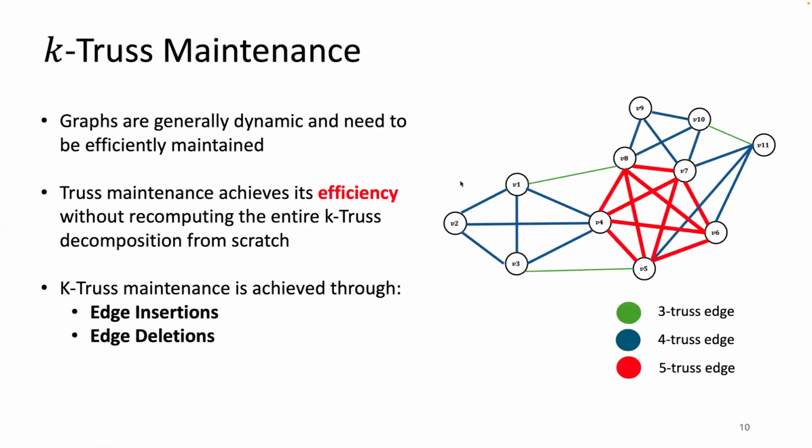Next slide. So we want to talk about K-truss maintenance. Real-world graphs are generally dynamic, so there will be a lot of insertions and deletions going on in a graph. We want to be able to maintain the graph, and to achieve efficiency without recomputing the whole graph, you want to be able to capture the sections that are experiencing insertions or deletions in a graph.